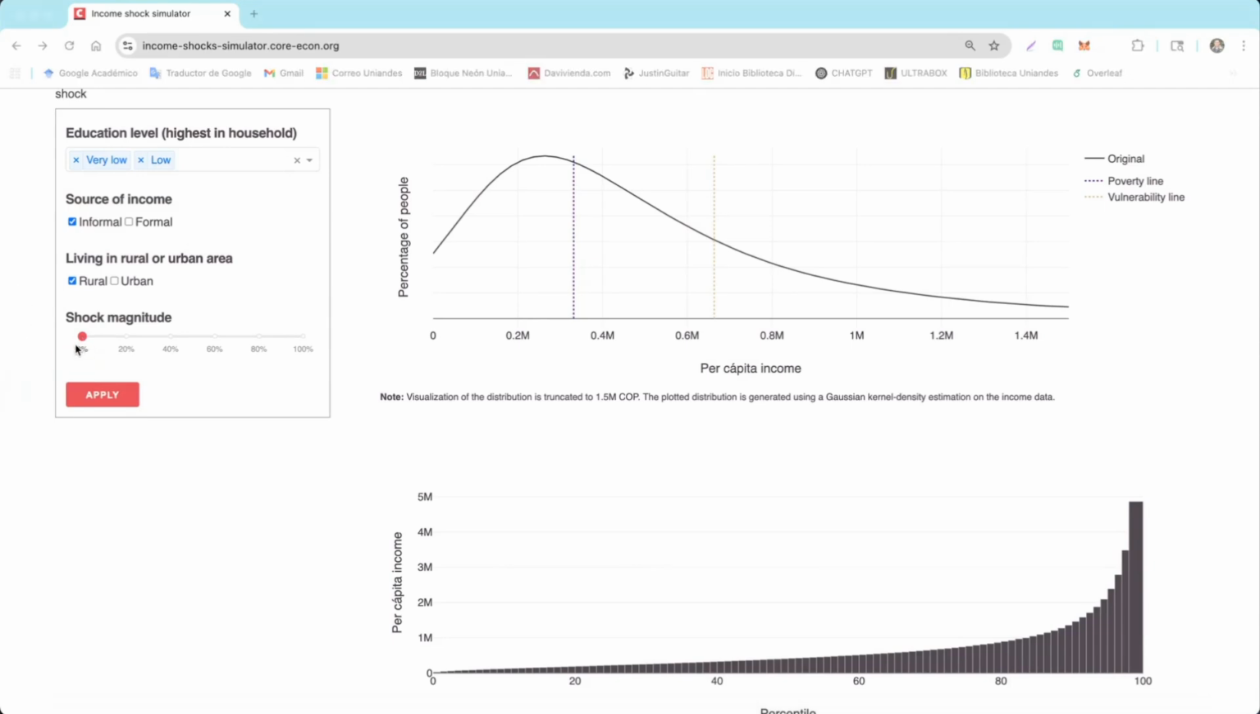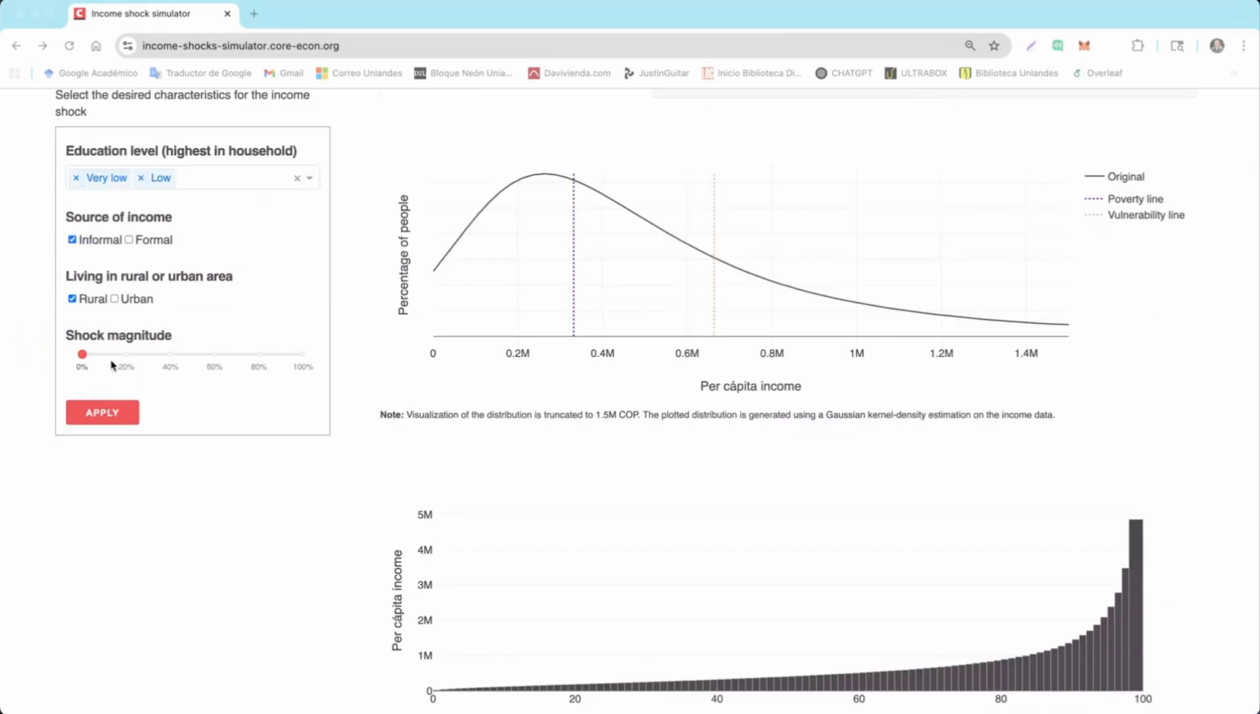And finally, in this last section, you will be able to select the level of the shock. That is, the percentage of income that will be lost by those households with the selected characteristics. Let's select an income shock of about 40%.